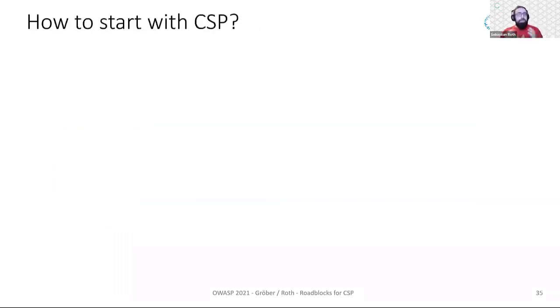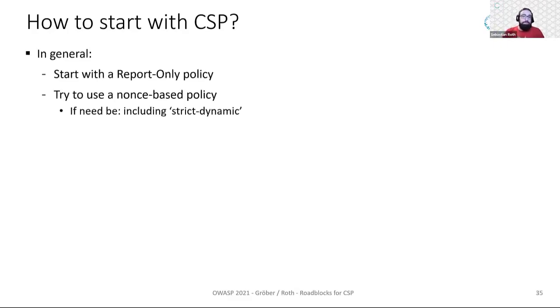So, in general, if you want to deploy a CSP for a web application, the best way you should start is deploying a CSP in the report-only mode, such that you don't cause fatal errors in your application. Also, you should use a nonce-based policy, if needed with strict-dynamic. Those should be preferred over host-based lists because a nonce-based CSP is easier to deploy and easier to maintain.